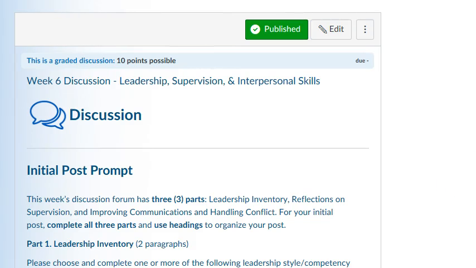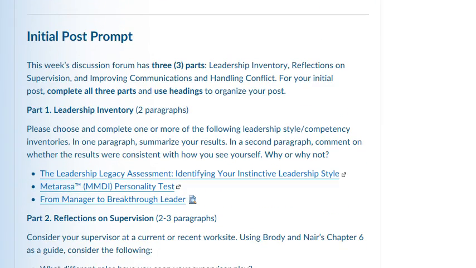There are two activities for this week. The first discussion is around leadership and supervision. So in part 1, you are going to take a leadership inventory, and you will select one of these inventories and complete that inventory. And then in one paragraph, summarize your results, and in the second paragraph, comment on whether the results were consistent with how you see yourself, why or why not.